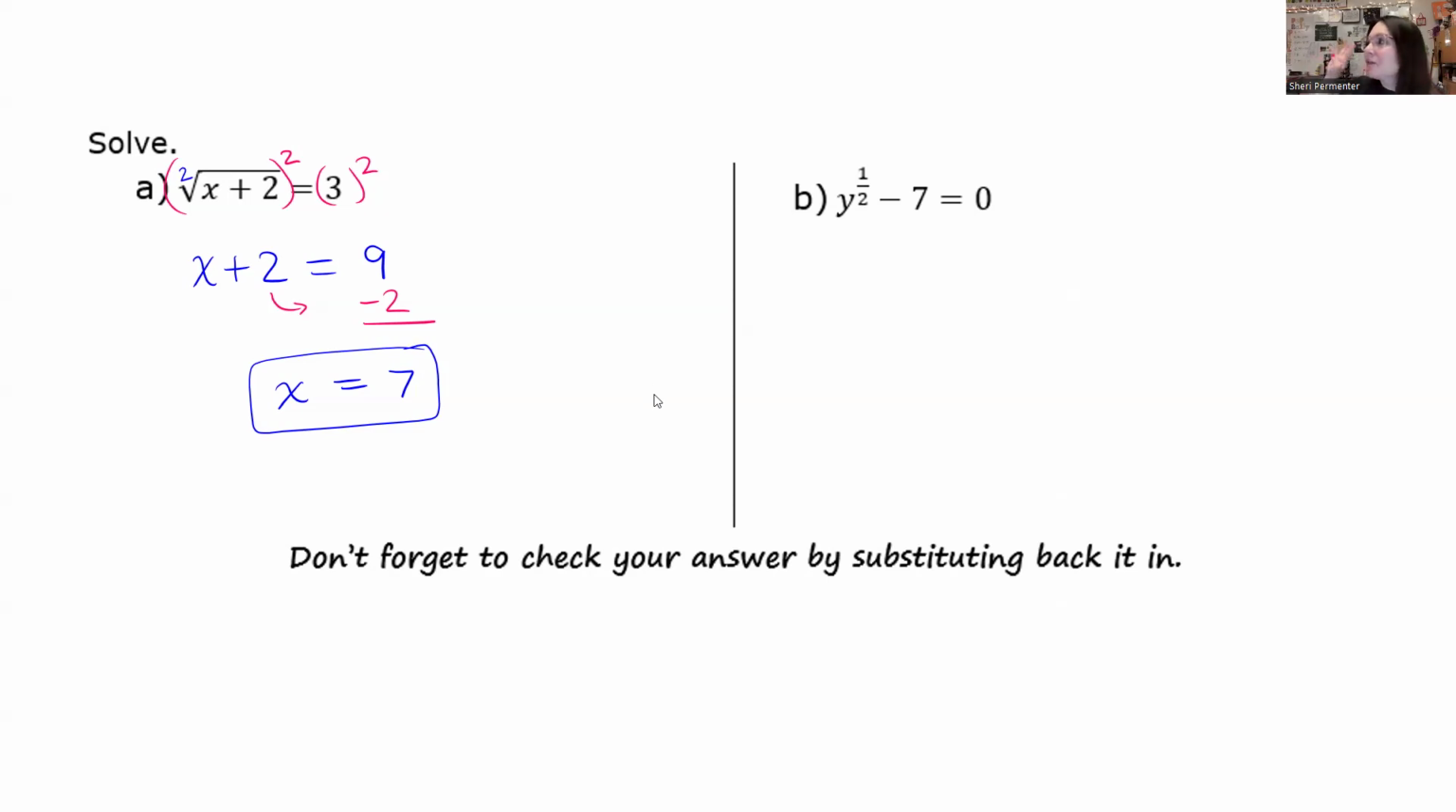Good thing we only have 4 problems to do. The next problem, before I can get rid of the rational exponent, I have to add 7 to the other side.